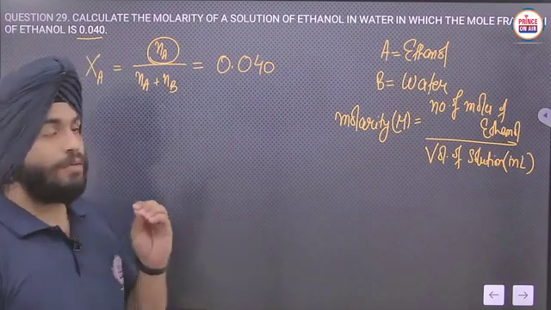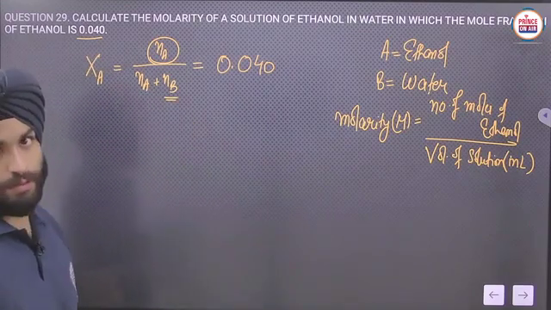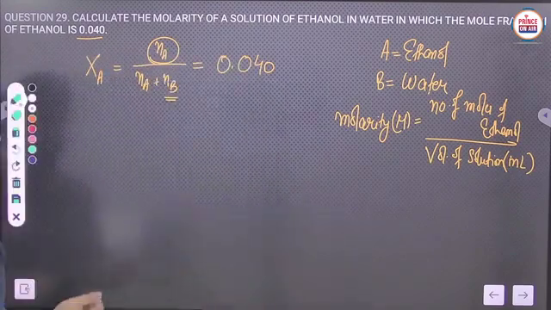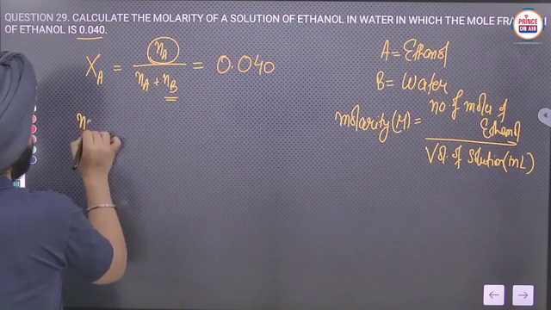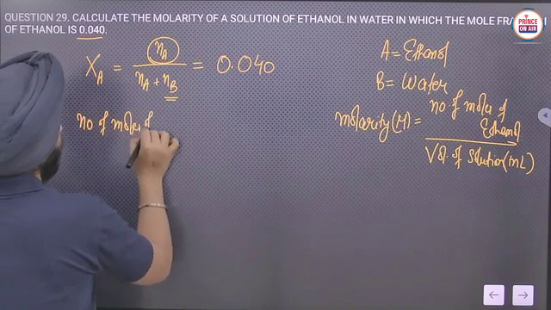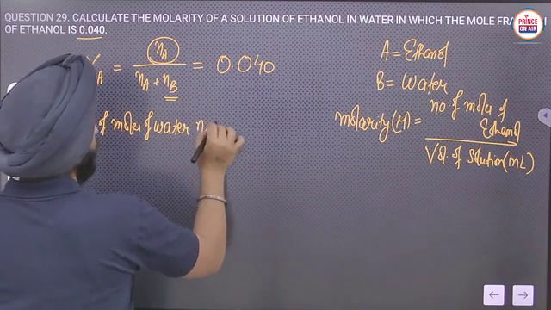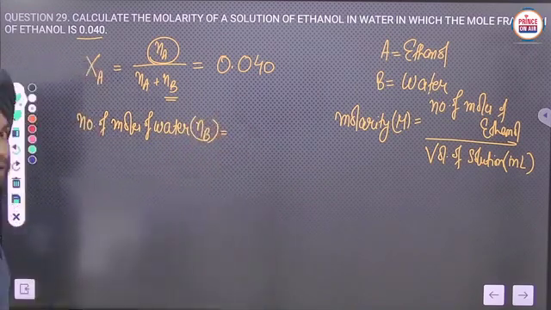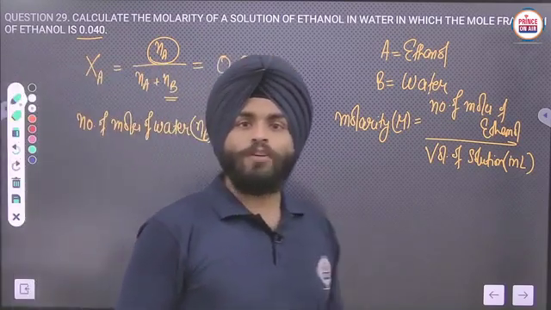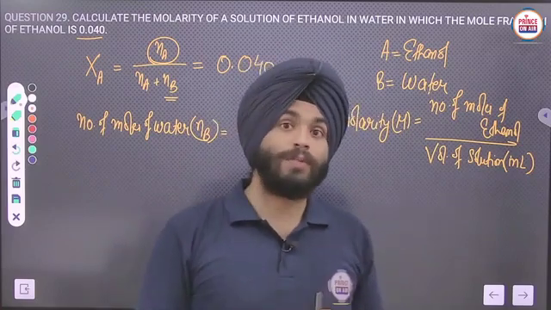For that, firstly we need the number of moles of Nb, or you can say the number of moles of water. So the number of moles of water, that is Nb, we have to calculate. So how can we calculate it? The formula of number of moles is given mass upon molar mass. Okay, given mass upon molar mass.